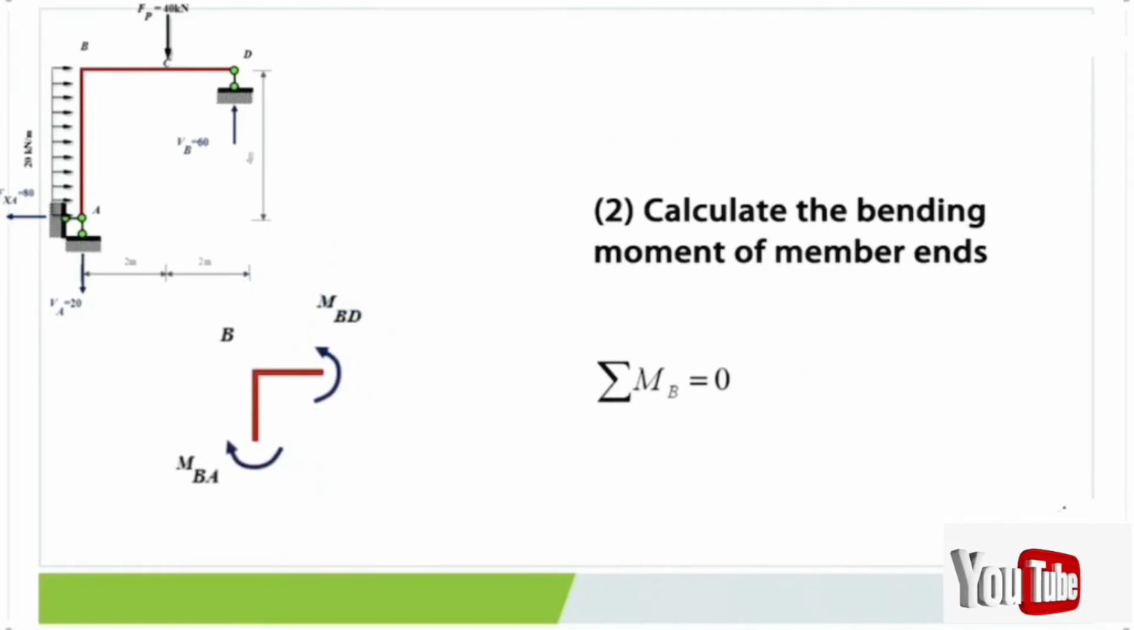Then let's take rigid joint B as a free body. According to the equilibrium condition of the rigid joint B, MBD must be equal to MBA, both inner side in tension. So MBD is equal to 160, lower side in tension. Then according to the bending moments of member ends, we could construct the bending moment diagram for the structure.